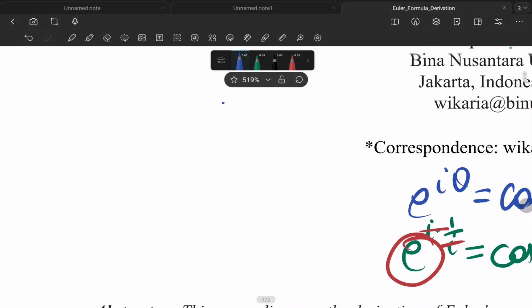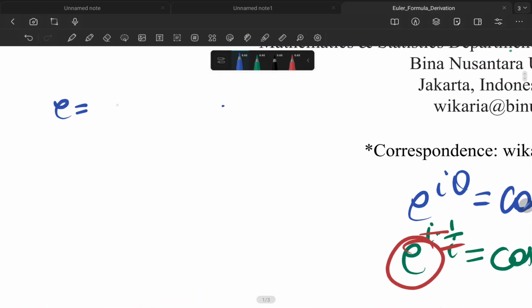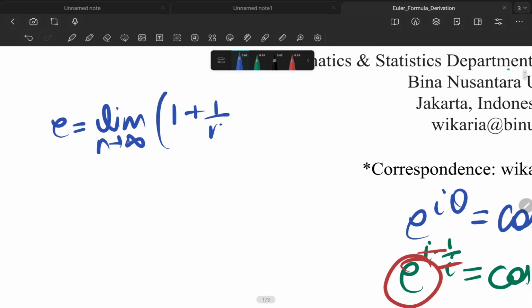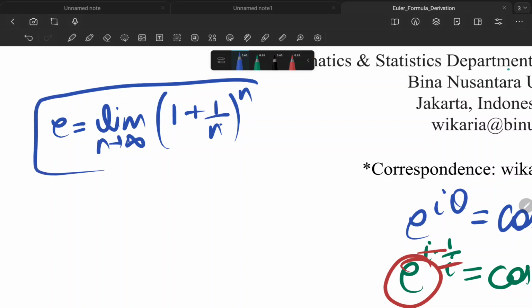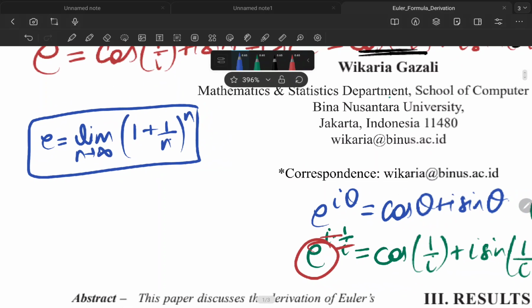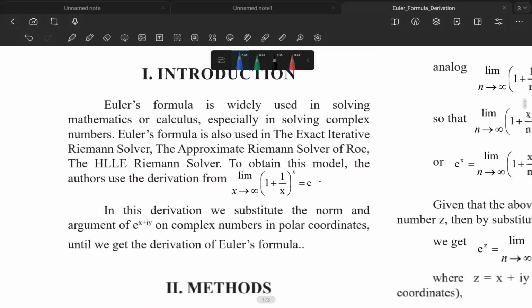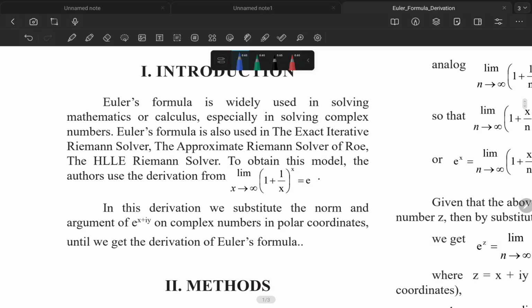Yeah, what I'm talking about is that e can be represented as the limit as n tends to infinity of (1 + 1/n)^n. Guys, this is very important and you need to remember it. So that's what is written over here. As you can see, the limit as x tends to infinity of (1 + 1/x)^x equals e, right?